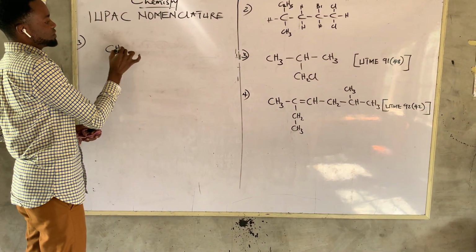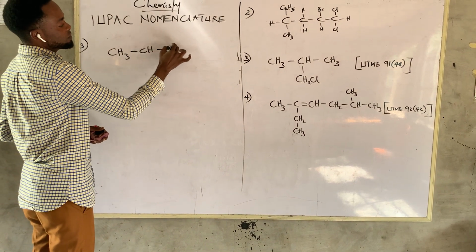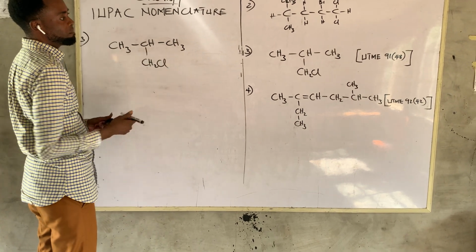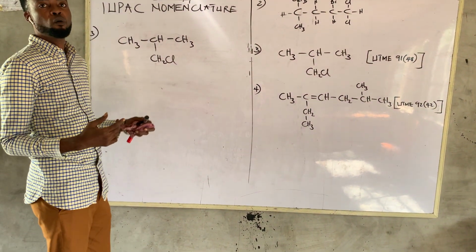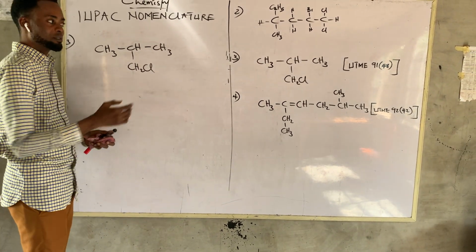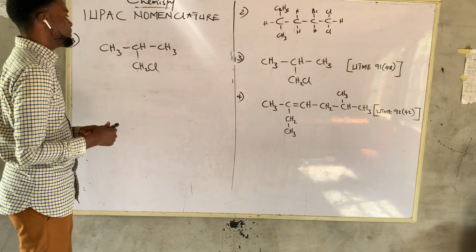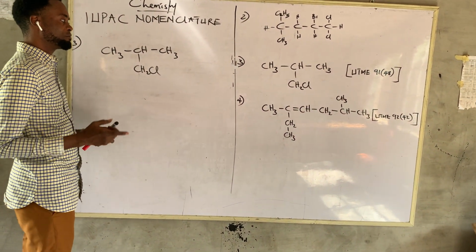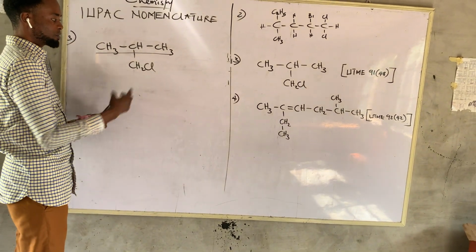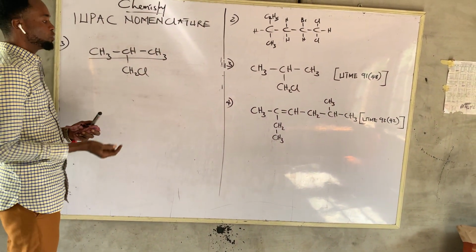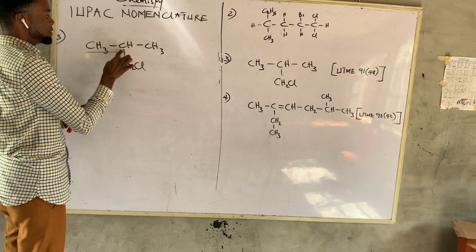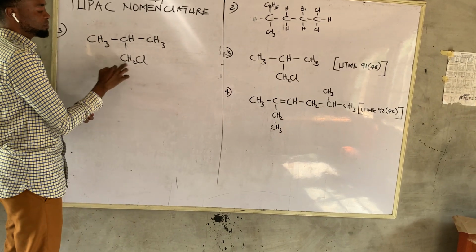So I have CH3, CH3, and I have CH2Cl. Now this is easy to name. All you can do is pause the video and attempt it if you can. So what you do here is pick the longest chain first. You will probably want to pick this as the longest chain, but you can as well pick the longest chain from here.